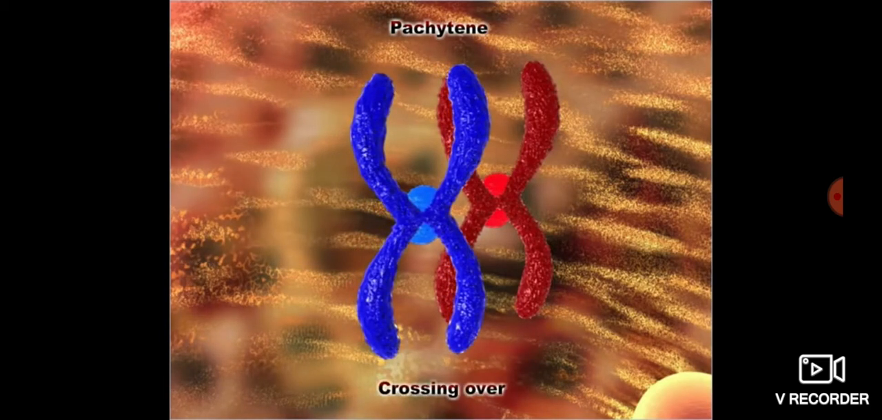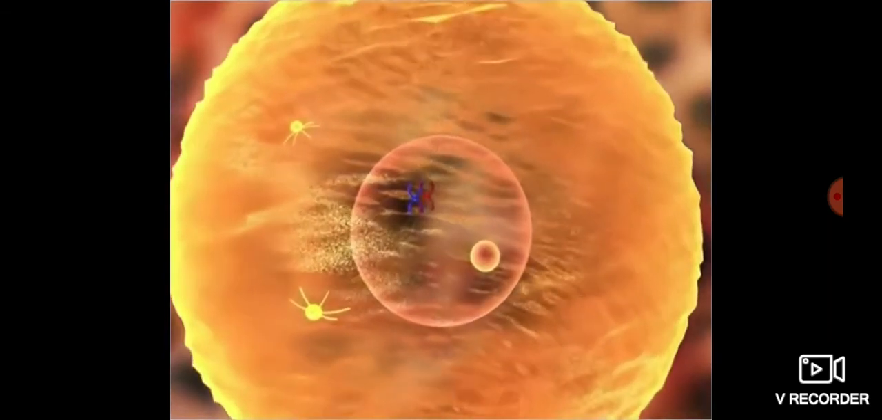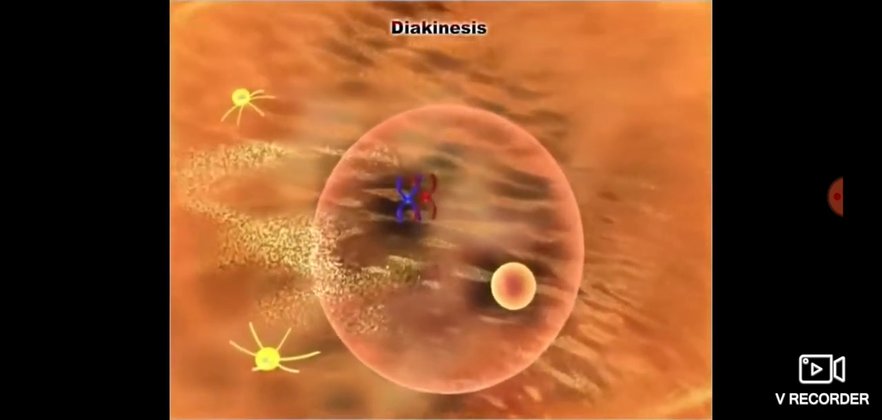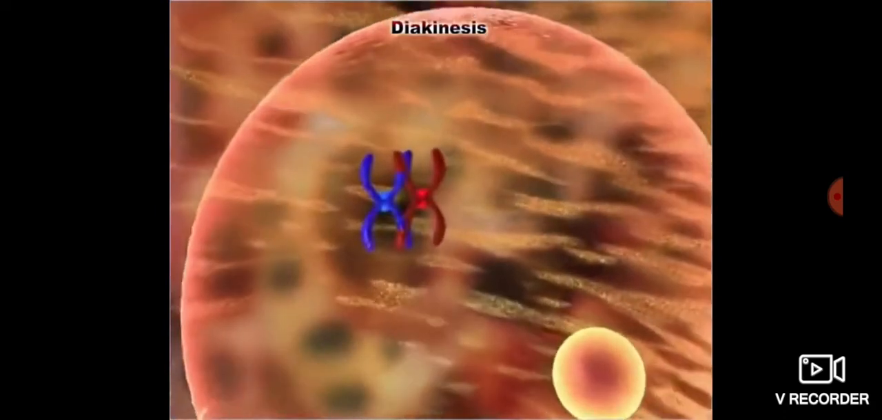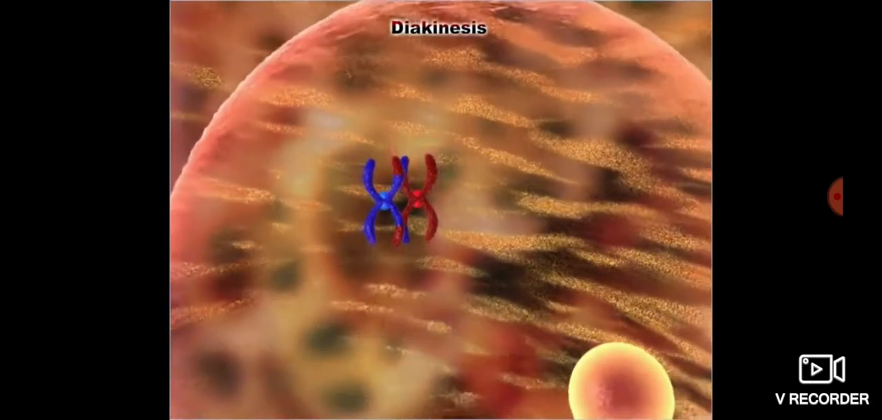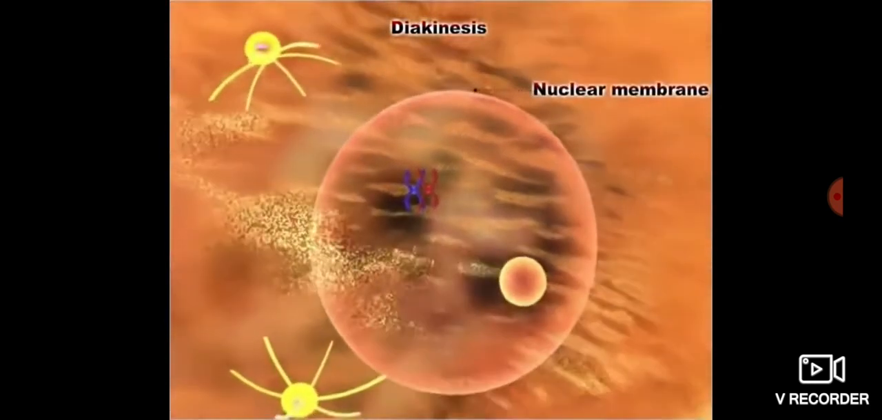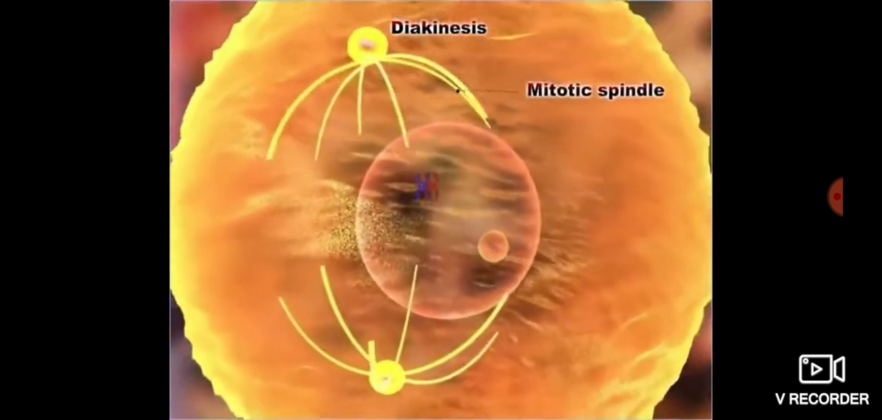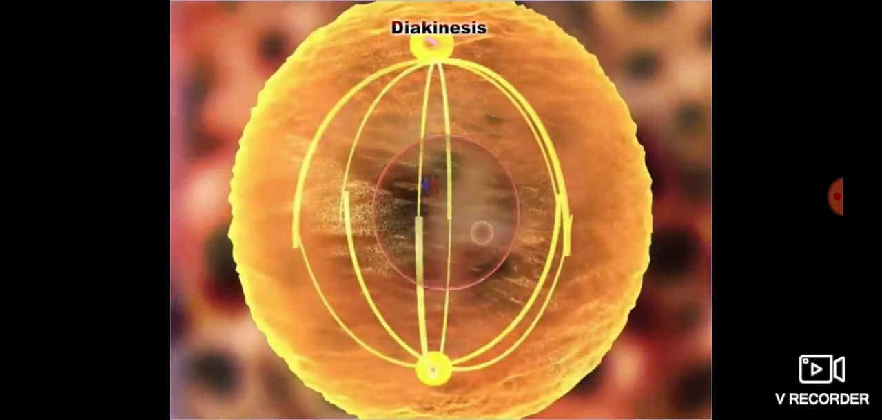This crossing over is what makes each individual unique and causes the recombination nodules to be visible. As the crossing over completes, it marks the end of the pachytene phase. Diplotene is followed by diakinesis, which is also the last stage of Prophase I. During diakinesis, the chromosomes are fully condensed, the nucleolus and the nuclear membrane dissolve, and the mitotic spindle begins to assemble.